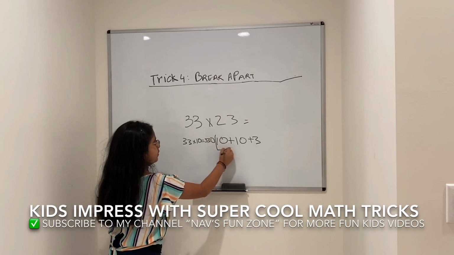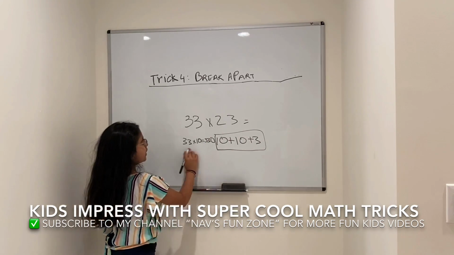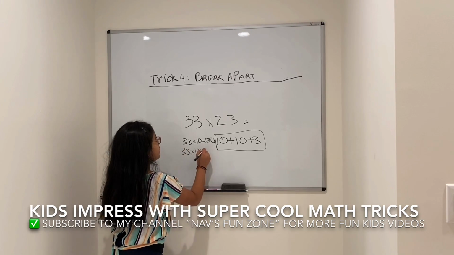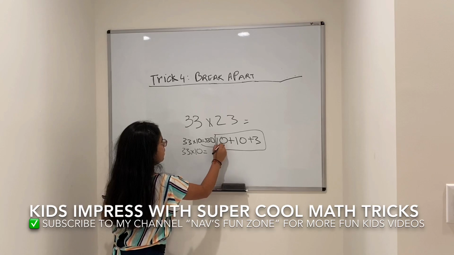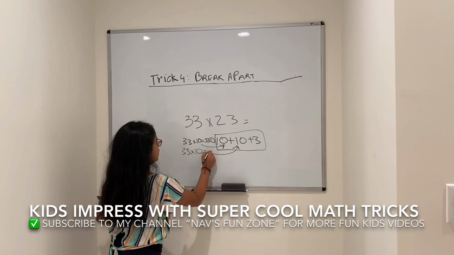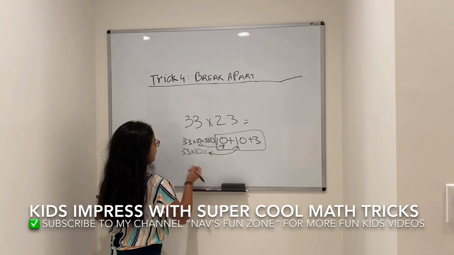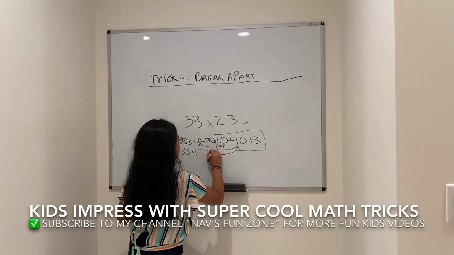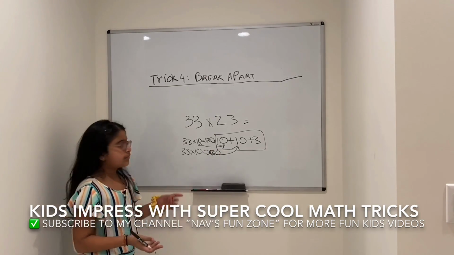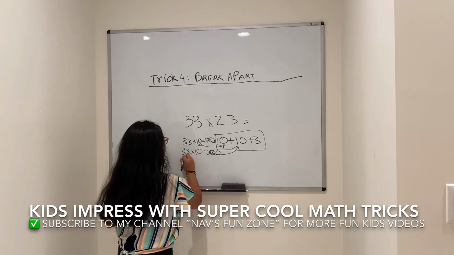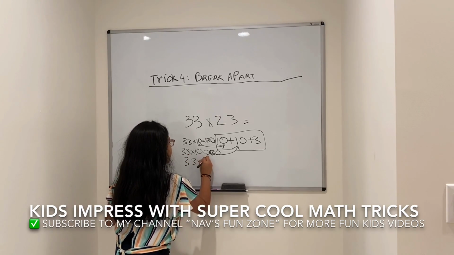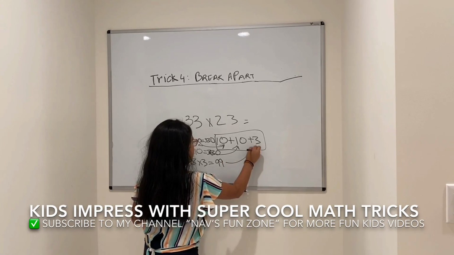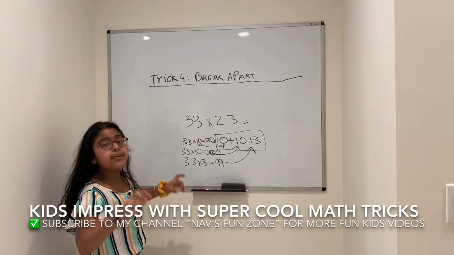Let me just make a little line here. And then 33 times another 10, so 10 comes from here, and then this also goes from here. Like that. And 33 times 10 is equal to 330. Okay? Now let's do 33 times 3, which is 99, and this comes from here. And again, you add them all up.